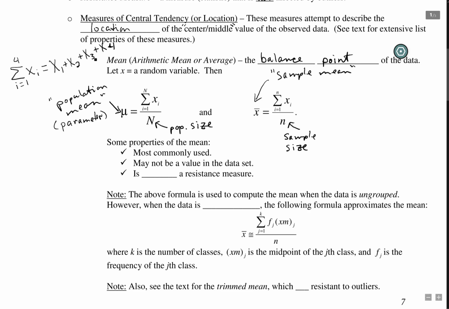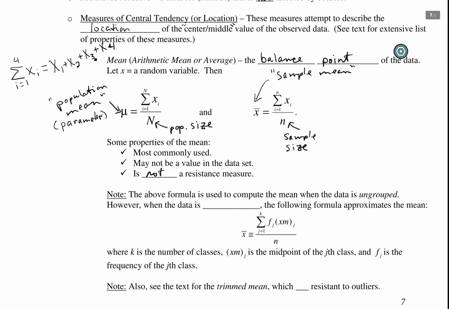So, population mean, sample mean. Mu is typically unknown. X bar is what we compute, and we would like to use that as an estimate for mu. A few properties of the mean are that it's most commonly used, it actually may not be in the data set, and that it is not a resistance measure. It can be highly influenced by outliers.